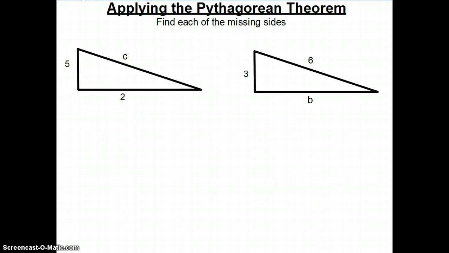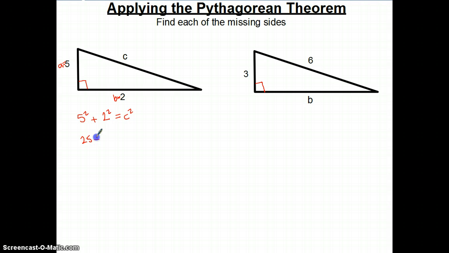I'll do one more for you, and then the remaining 3 will be on your own. In this triangle, I'll let A be 5 and B be 2. Again, you can flip-flop them, doesn't matter. But C is always opposite the right angle. And I don't have my little symbols here, but there should be right angle symbols in these corners. So A is 5. A squared plus B, which is 2 squared, equals C squared.